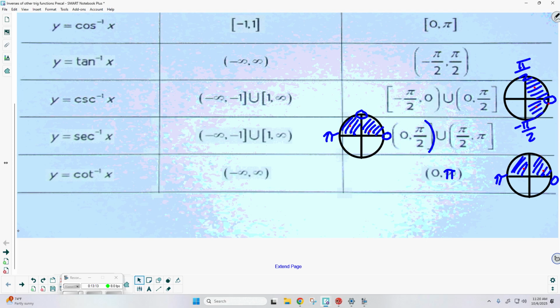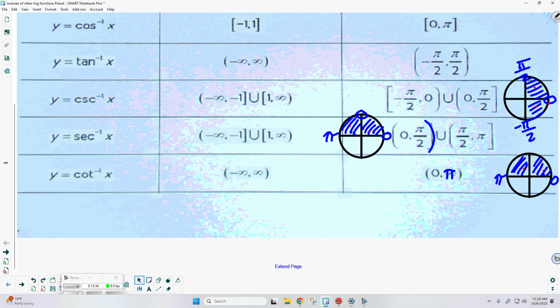Now, before I forget, if you look at the second to last row, the secant inverse range, this bracket right here needs to be a parentheses. And in the very last row, the range for cotangent inverse, instead of 0 to infinity, it should be 0 to pi. Those were 2 little typos we need to fix on the notes. Okay.